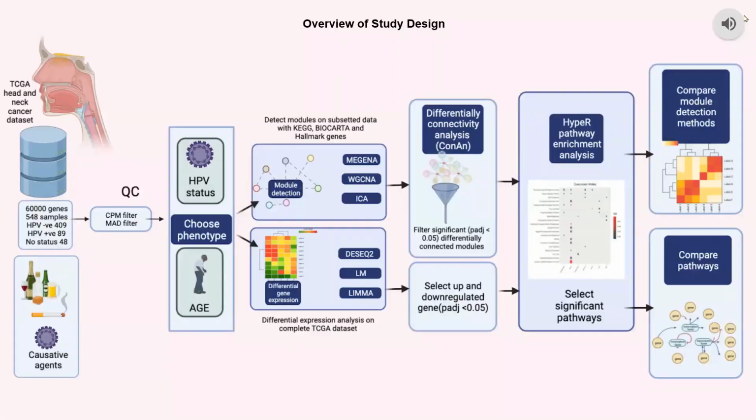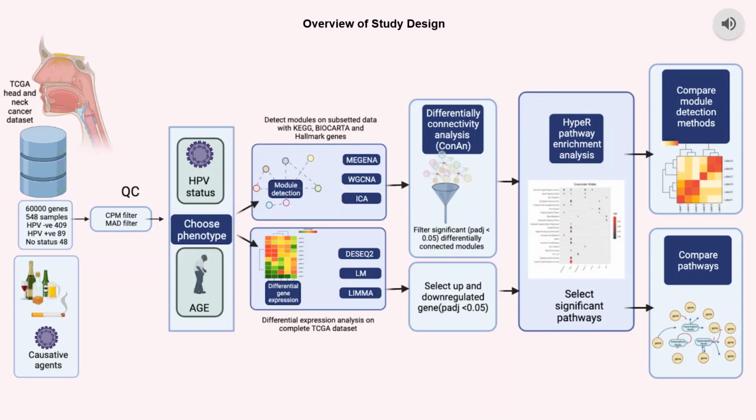For this project, we used the TCGA's head and neck cancer dataset. This dataset contains 548 samples and 60,000 genes. We focused on the two phenotypes, age and HPV status, and performed the analysis separately. We first filtered the data to exclude samples without the phenotypic information. We then removed the genes with low variation using the counts per million filter and the median absolute deviation filter.